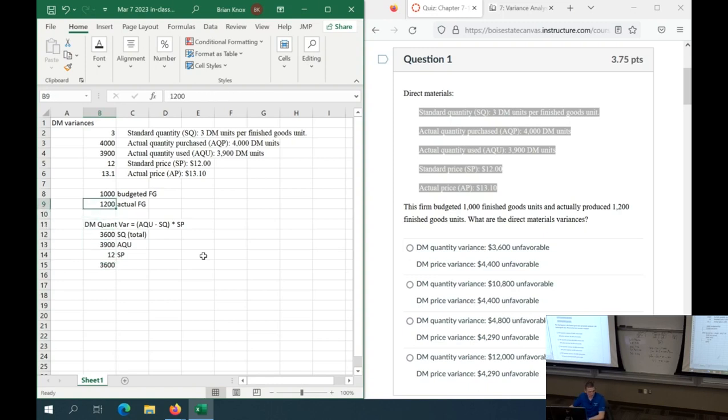Oh, I scanned through the price variances really quickly here and didn't see any that were 3,600. And I'm like, I'm wrong. No, the quantity variance is here. So it's this answer right here, 3,600 unfavorable. And is it unfavorable? Well, let's see. We actually used 3,900. If we were on our game, we would have used 3,600. Yeah, using extra direct materials to produce the same number of finished goods, that's bad.